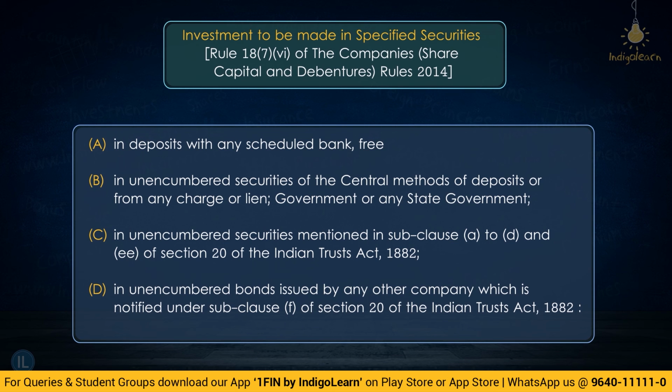So, these are basically securities which are free from any charge, free from any lien and highly secured, right? For example, if you are investing in government bonds or government securities, there is very little chance of default unless the government itself collapses. So there is in fact zero risk of default unless the entire government itself collapses. So, in such securities, the investments must be made.